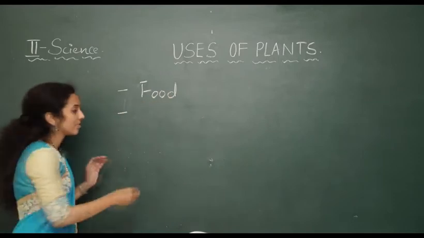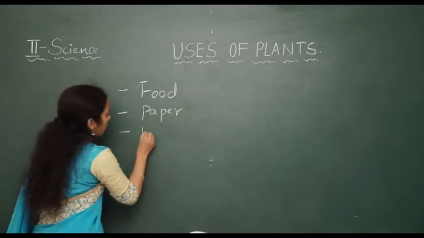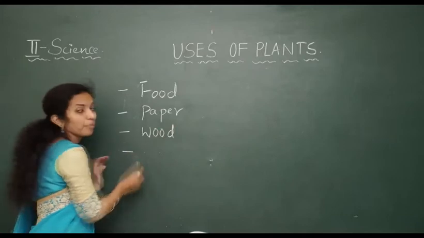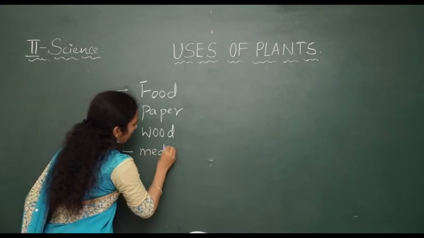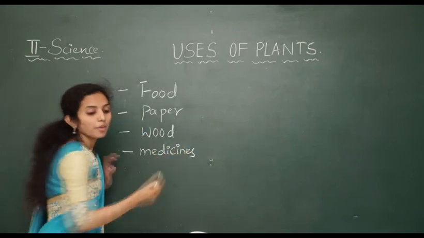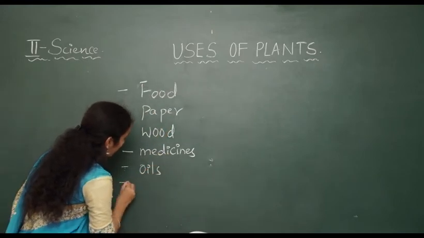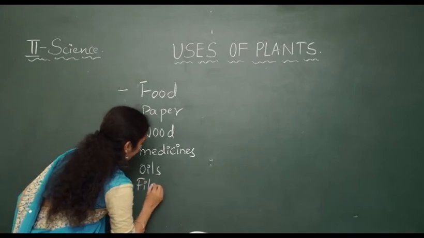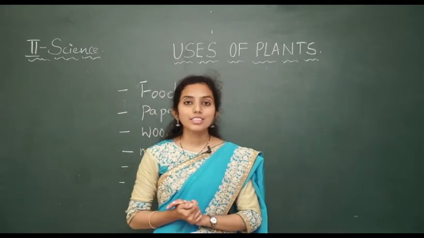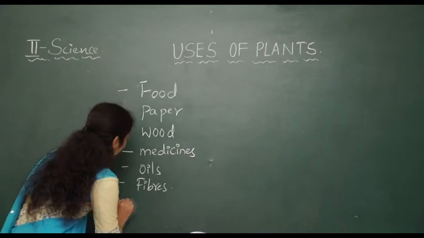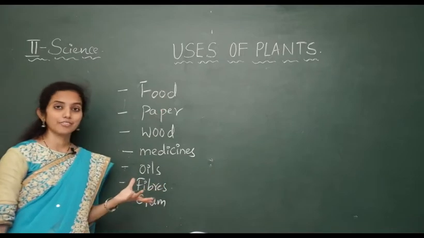Also plants give us paper. It also gives us wood. Plants also give us medicines. Plants also give us oils, fibers, and it also gives us gum. So these are the different products that we get from the plant.